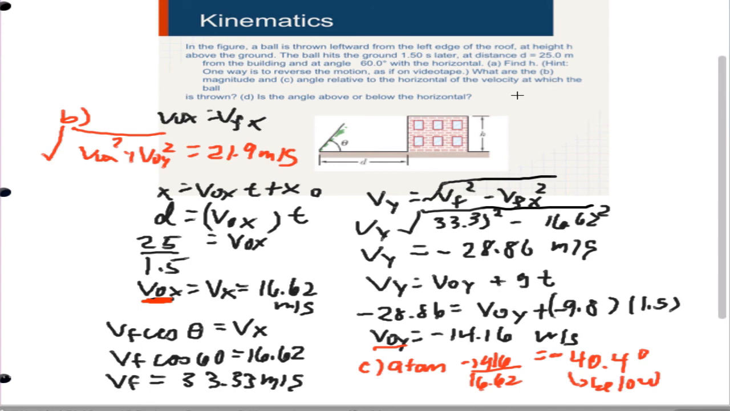And now for part A. I'm going to do Vy squared equals V naught y squared plus 2gy. And I'm going to plug in my numbers. I'm going to end up solving and getting a height of about 32.3 meters.